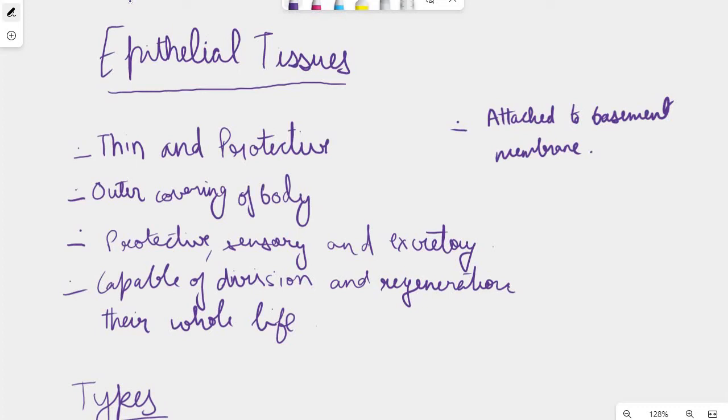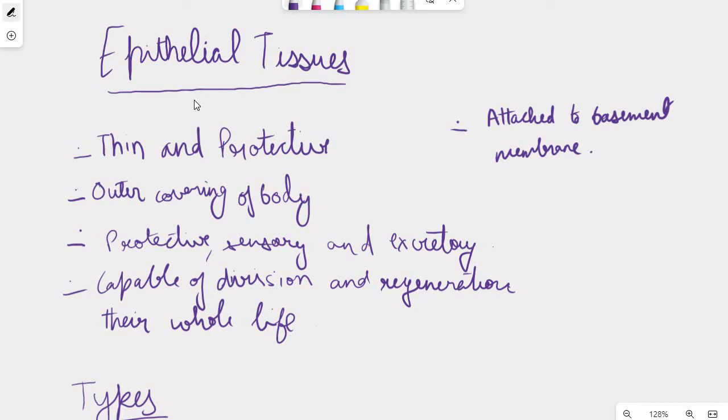So coming back to epithelial tissues, they are protective, sensory and excretory in nature. Different functions are performed by different types of epithelial tissues. They are capable of division and regeneration throughout their whole life. And they are attached to the basement membrane. The basement membrane is a membrane to which the epithelial tissues are attached. It binds the epithelial tissues and connects them to the other underlying tissues.